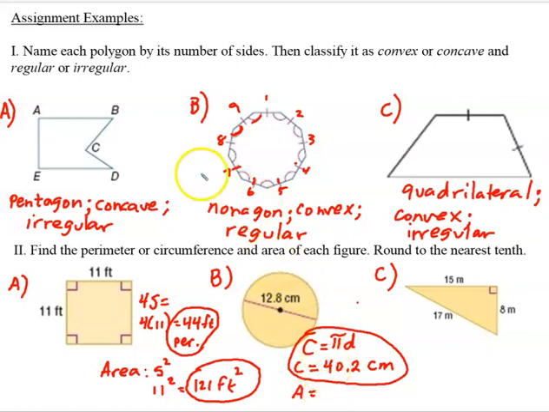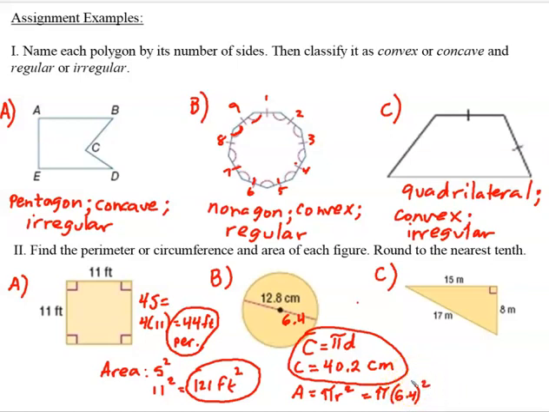So we looked at the previous slide that the area of a circle is found by doing pi r squared. All right, so the radius of this circle will be the diameter divided by 2. So the radius is 6.4. So to find the area, I'm going to do pi times 6.4 squared.